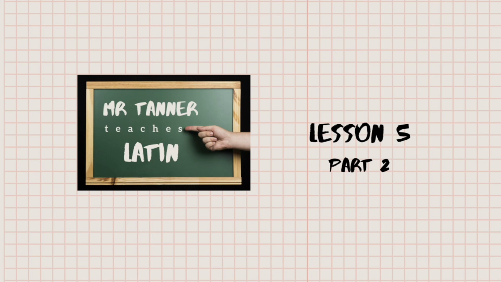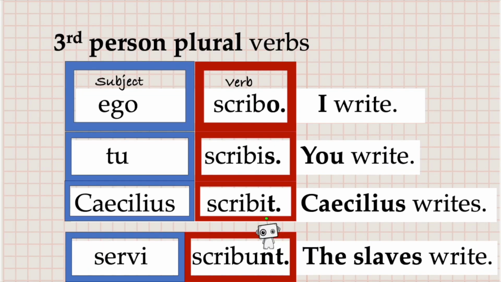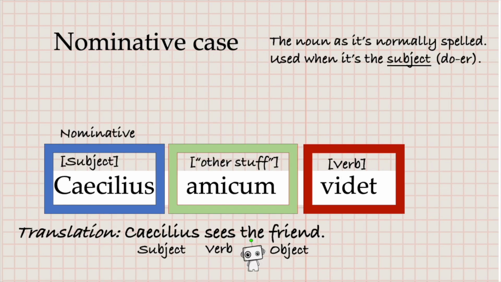Okay guys, welcome to the second part of lesson 5. In the first part, you will hopefully have seen the new third person plural verb ending, nt. And we saw we had servi scribunt, the slaves write. Well, in this part of the lesson, we're going to be looking at the nouns that go with our new third person plural verb endings. So, we've seen servi. Let's have a look at a bit more.